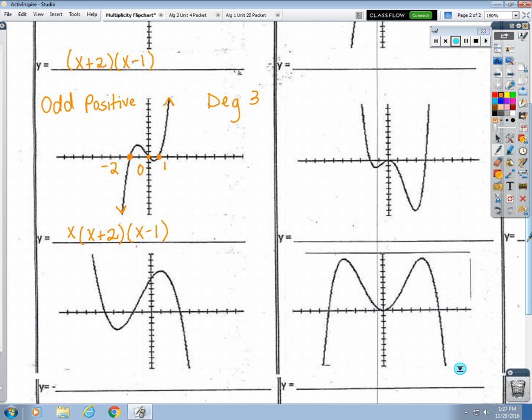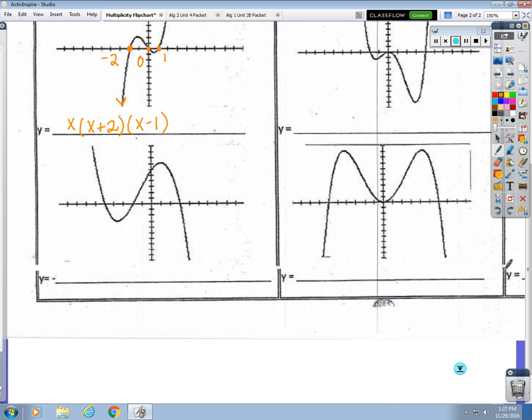Okay, now let's look at the third one. Is it even or odd? Positive or negative? Negative, because from left to right, it's eventually going down forever, so that's odd negative. So before you forget, go ahead and write a negative down here. Actually, it looks like they put it in for you, doesn't it?